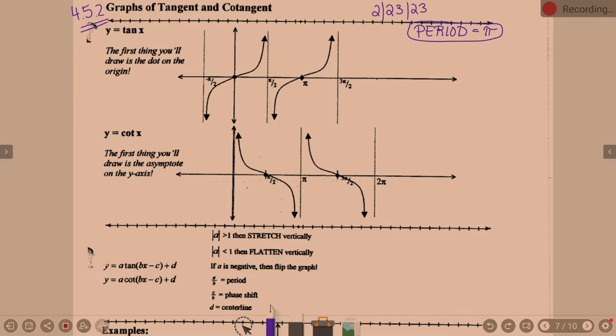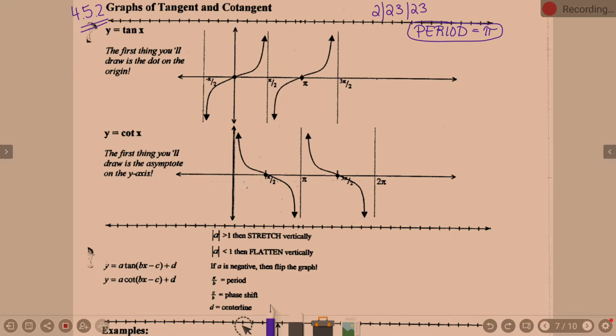Now, with that in mind, when I ask you to do your homework, my minimum expectation is that you do 2 curves or 2 cycles, because here's the deal. What you're looking at right in here for tangent is 2 cycles. That's what I want to make sure you have going right.